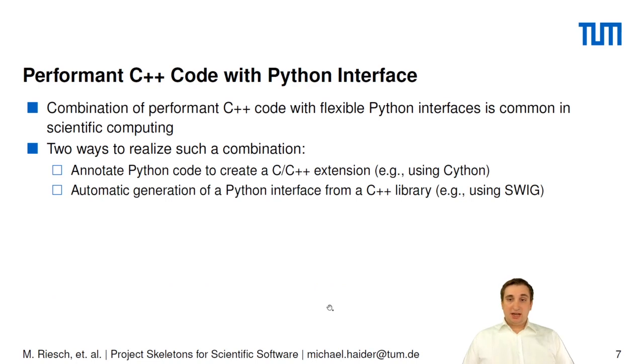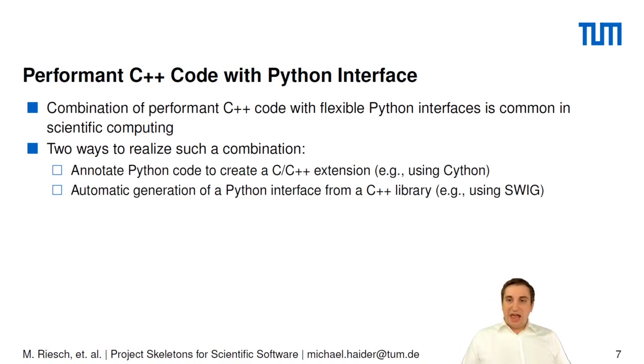Okay, now let's present Berta, which is a project skeleton for C++ code with a Python interface. This combination of highly performant C++ code with a flexible Python interface is quite common in scientific computing. Then there are basically two ways to realize such a combination.